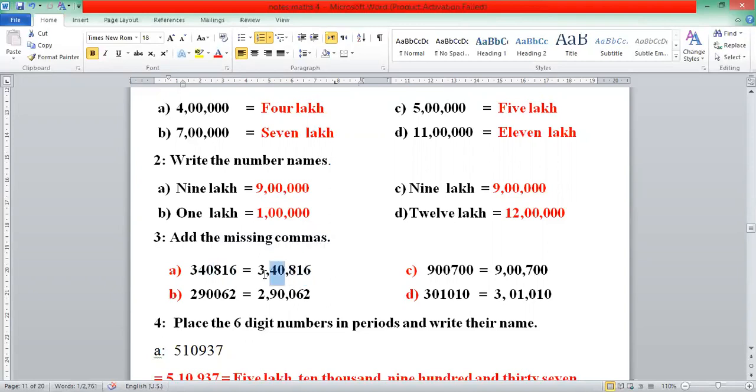Here after 3 digits put a comma, then after 2 digits. So how do we read this number? 3,40,816. There are 3 portions: first portion, second portion, third portion. Similarly, part B, after 3 put a comma, after 2 put a comma. Here after 3, after 2, after 3, after 2. How do we read this number? 2,02,90,000. Similarly here, 9,10,000 and 1,000 are both missing. Therefore, we will read this number as 9,700. And 3,01,010.